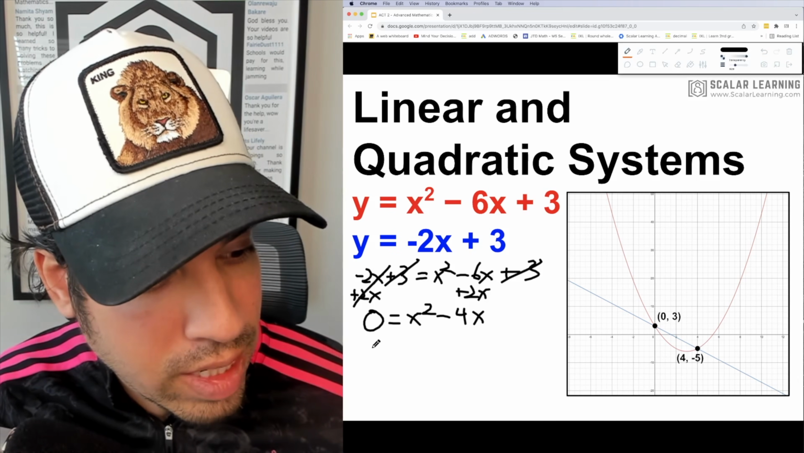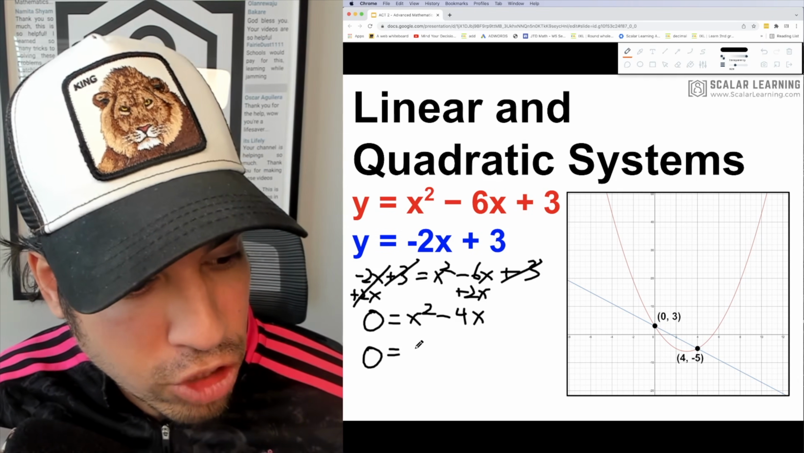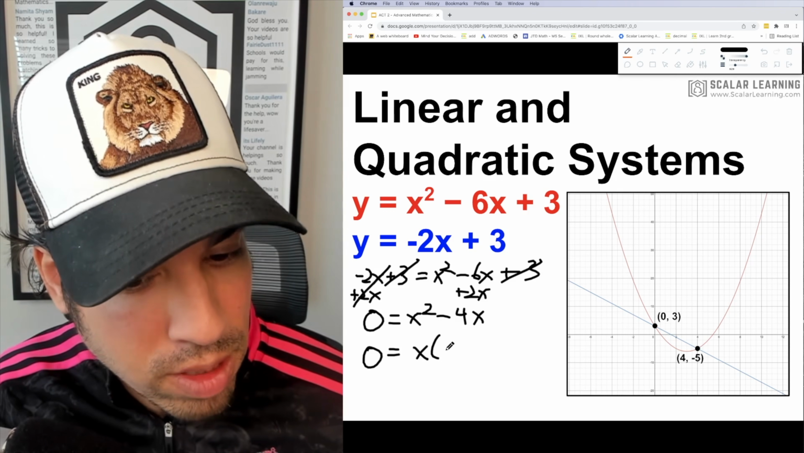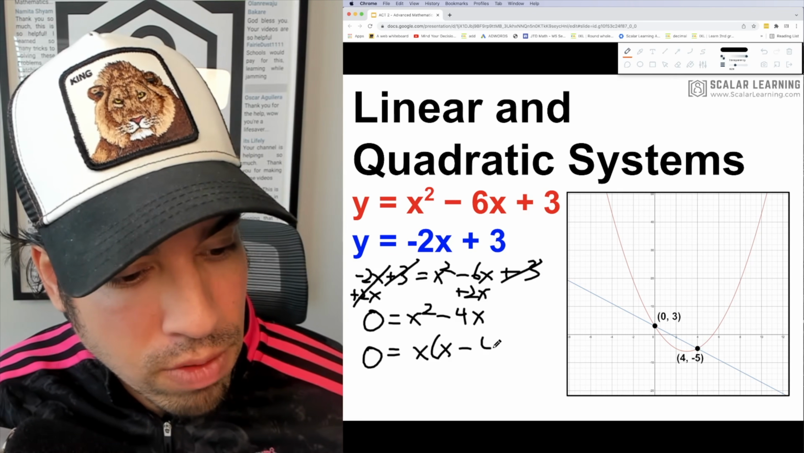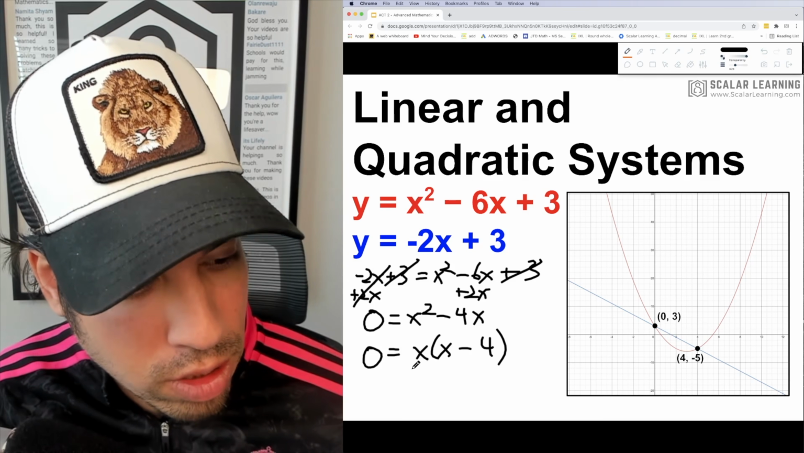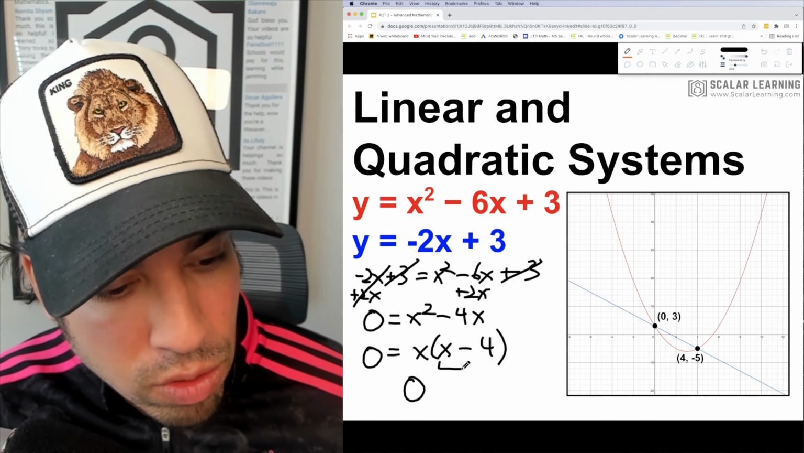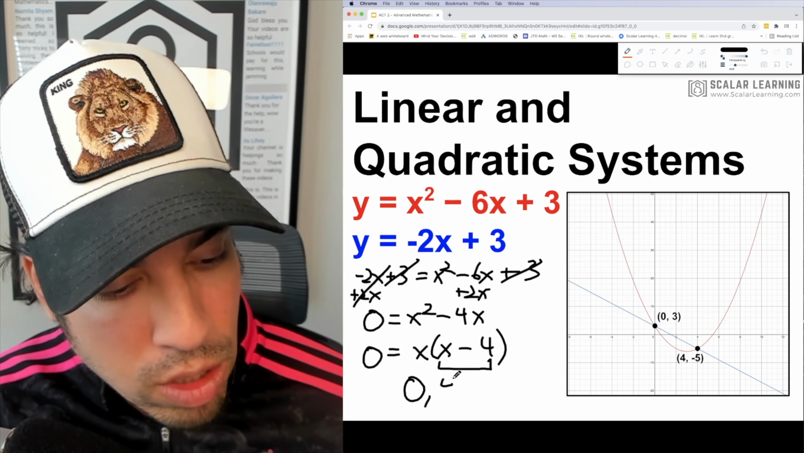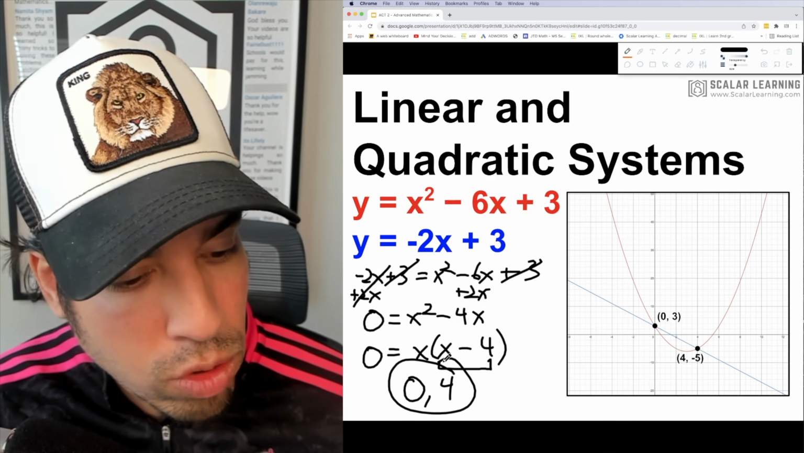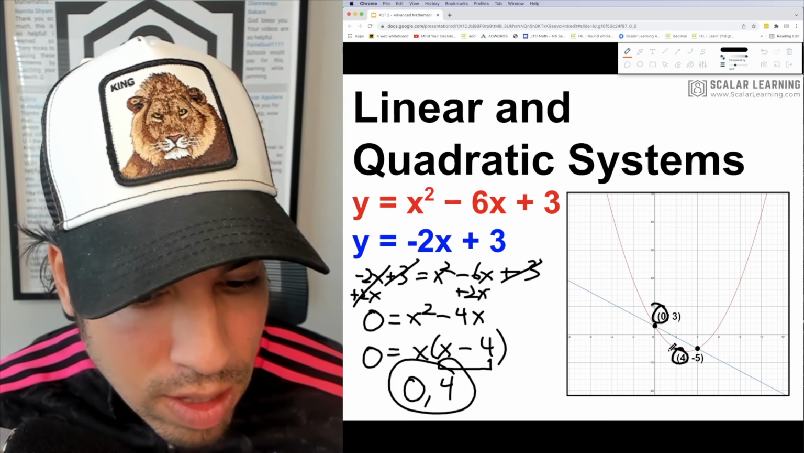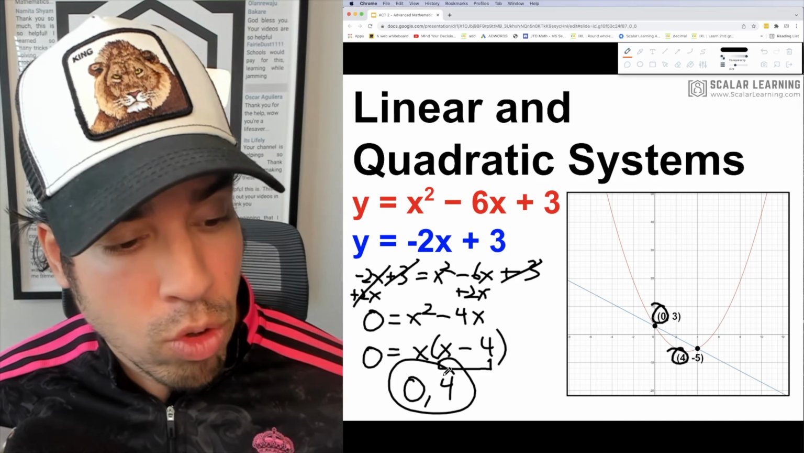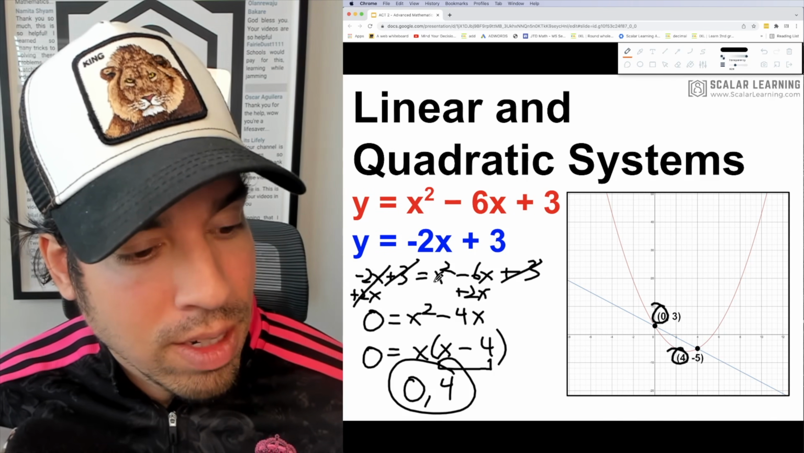So now this is pretty easy to factor, because all we have to do is pull out a GCF of x. And what's left inside is x minus 4. Guess what? We got 2 solutions. To zero this out here, we just need x to equal 0. And to zero this out, we just need x to equal 4. Those are the 2 solutions, and that's what we see here and here. Now, if we wanted to get the corresponding y values, you just plug them into either equation.